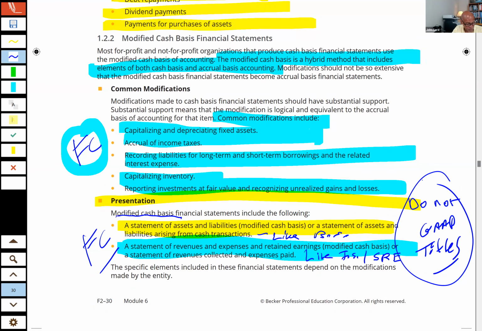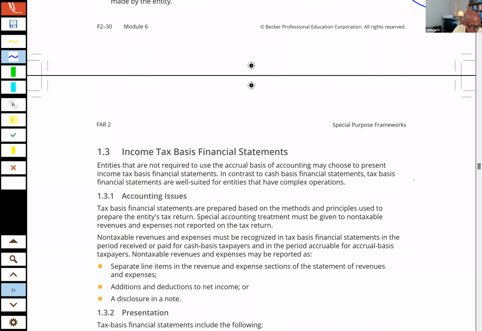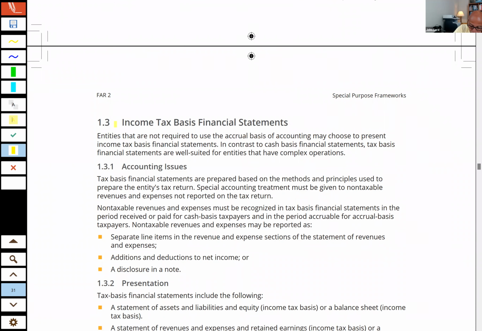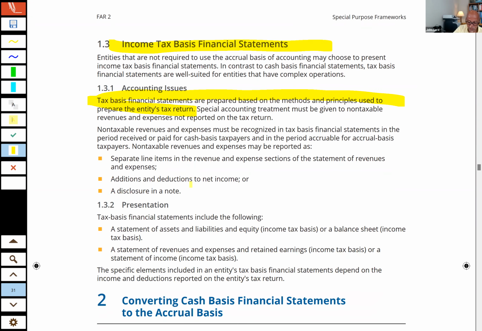Okay, good. Now, as we mentioned, other comprehensive basis, meaning that they are widely understood, income tax basis. Tax basis financial statements would be using the same principles that were used to prepare the entity's tax return. For example, a write-off of a bad debt under tax rules isn't taken until the person actually tells you they can't pay that debt and you forgive that debt. Whereas under accrual accounting, we'll talk about allowance accounting here tonight, you take that expense at the time of the sale. Those would be the types of things you would be doing if you were doing tax basis financial statements.